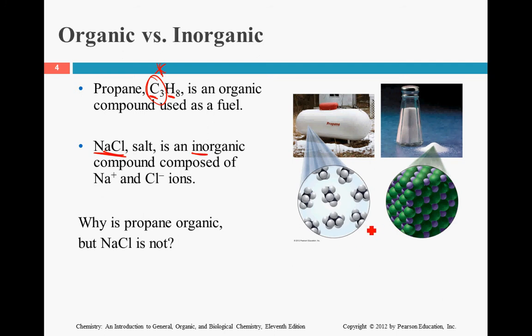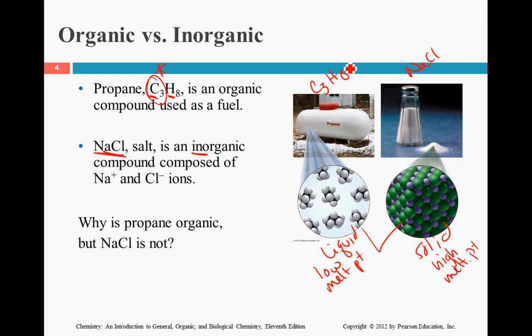Let's think about this comparison. This is a liquid, whereas this is a solid. That's because the propane has a low melting point, and the salt has a high melting point, so it doesn't want to dissolve, or it doesn't want to break down. So this is NaCl on the right, and this is propane on the left.